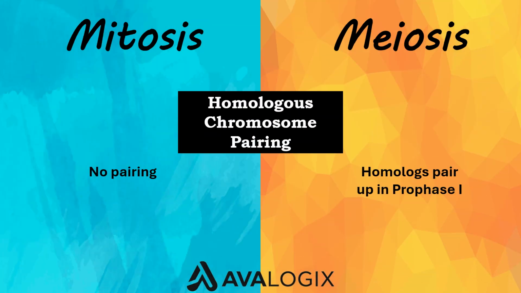During meiosis, especially in prophase I, homologous chromosomes, one from each parent, pair up in a process called synapsis. This pairing allows for crossing over. In mitosis, this pairing does not occur. Chromosomes line up individually along the metaphase plate, and no exchange of genetic material happens.